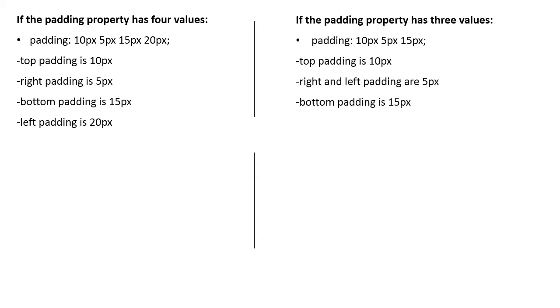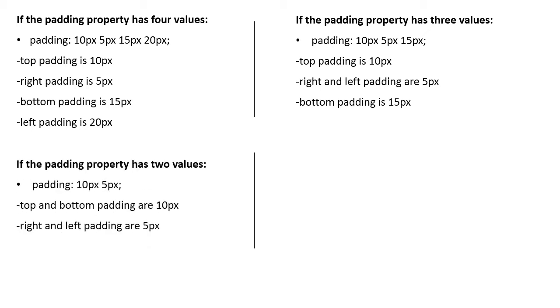If your padding has three values, as shown here, padding is 10 pixel, 5 pixel, and 15 pixel, what that means is that top padding is 10 pixel, right and left padding are shared, that is 5 pixel, while the bottom padding is 15 pixel. The next example is if the padding property has two values, 10 pixel and 5 pixel. What that means is that top and bottom padding are 10 pixel, right and left padding are 5 pixel.